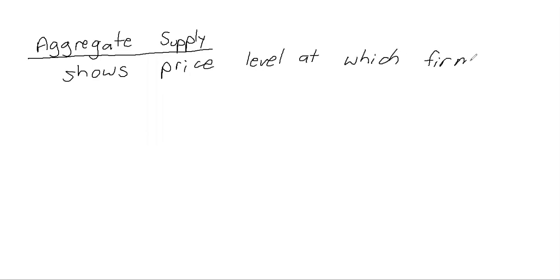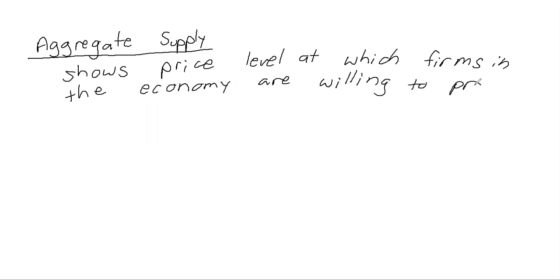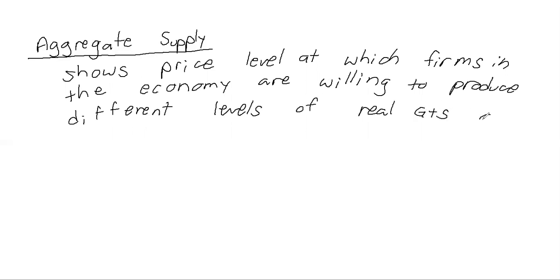So the aggregate supply curve shows the price level at which firms in the economy are willing to produce different levels of real goods and services and the resulting income.